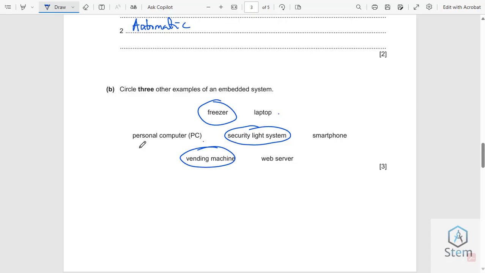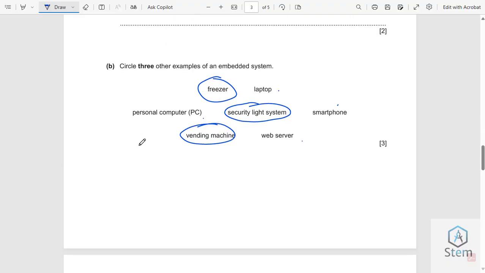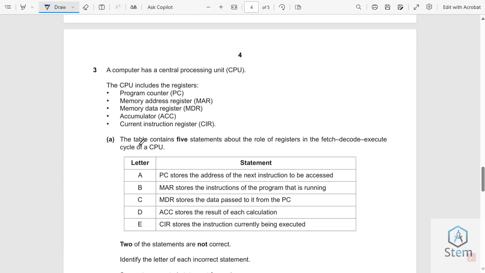The rest are actually general computers. Laptops, PCs, smartphones, these are general computers. They can do a lot, so much that we cannot consider them to be embedded systems.